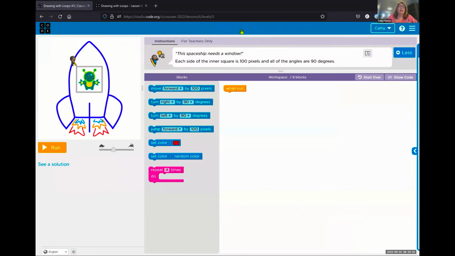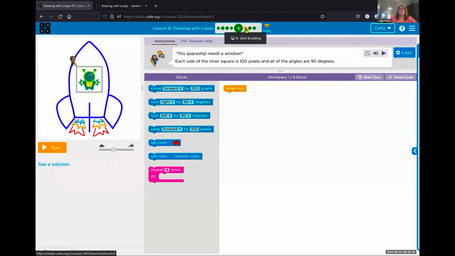In puzzles 5 and 6, students will draw a square in puzzle 5 and a triangle in puzzle 6. In drawing the square, again, talk about their problem-solving strategy, have them make a plan and observe what happens. Do they see the repeated pattern that they can use to create a loop? Encourage them to try that repeat block to generate that loop.